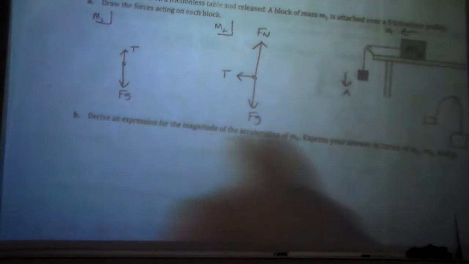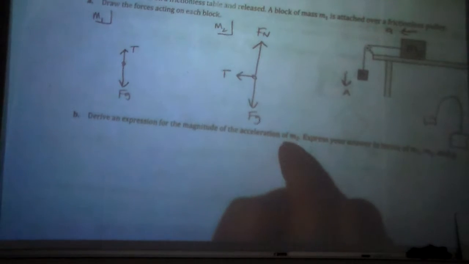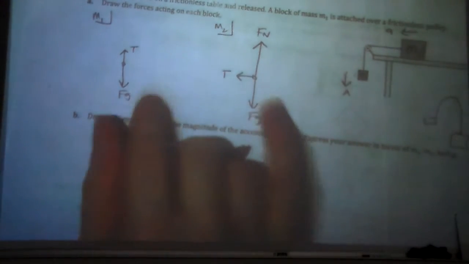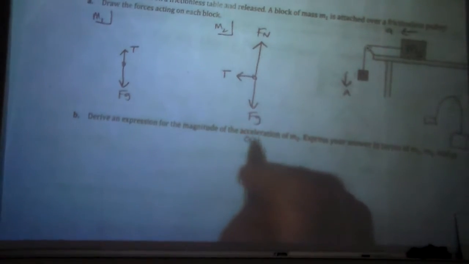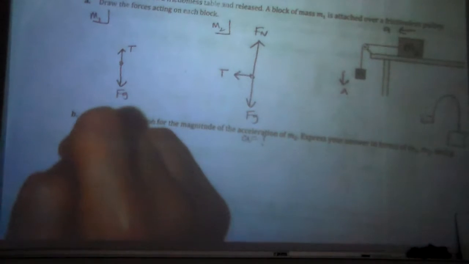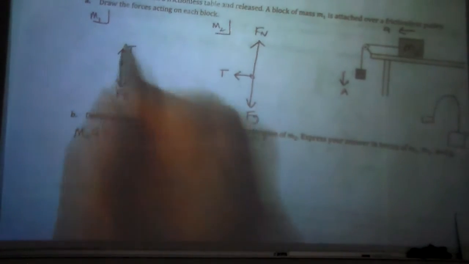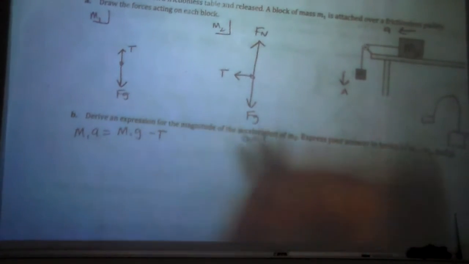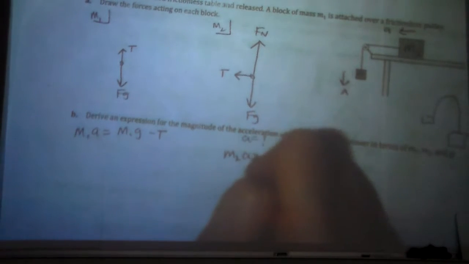Now I want an equation for the acceleration of M2. Again, these are connected, so it's the same acceleration, so I just want whatever the A is. And I'm allowed to have the two masses and G in my answer, nothing else. So I'm going to write my net force equation. M1A is going to be gravity minus tension. M2A is just going to be tension.